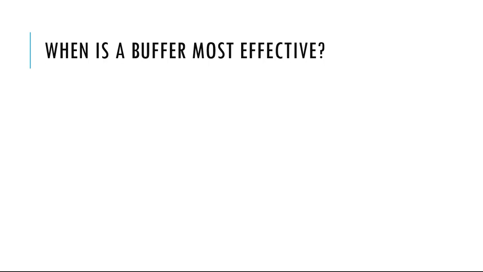Now, if I wanted to make a buffer of a specific pH, I need to think about what kind of buffer system I want to use. So it's helpful to know when a specific buffer is most effective. So a buffer is most effective within one pH unit of its pKa.